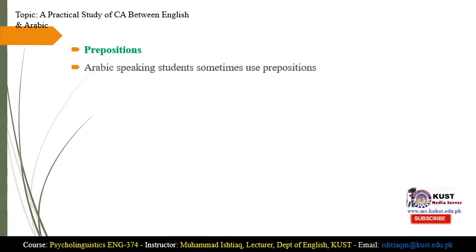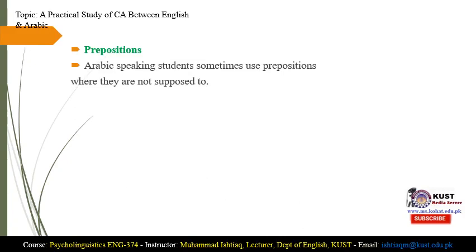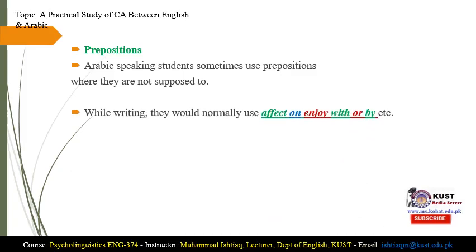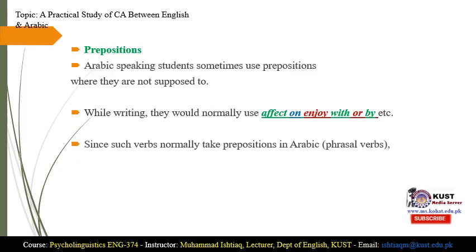Similarly, prepositions. Arabic-speaking students sometimes use prepositions where they're not supposed to, meaning wrong use of prepositions just because of their mother tongue. While writing, they normally use affect on, enjoy with, or by, etc. So why do they use such words? Since such verbs normally take a preposition in Arabic, I mean they are phrasal verbs in Arabic, the word affect, the word enjoy, they take prepositions in Arabic, their mother tongue, so by analogy they also insert prepositions with these words in English, even if they are not needed.